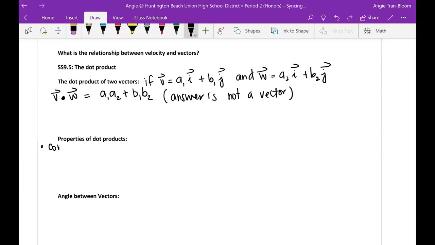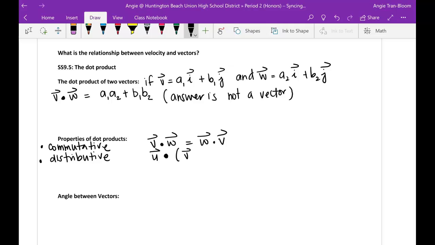It is definitely commutative. Okay, so what you have is the dot product of v dot w is the same thing as w dot v. Okay, it is distributive. So if you have vector u, not a unit vector, just so you have an understanding, dot the sum of vector v and w, it is now vector u dot vector v plus vector u dot vector w.